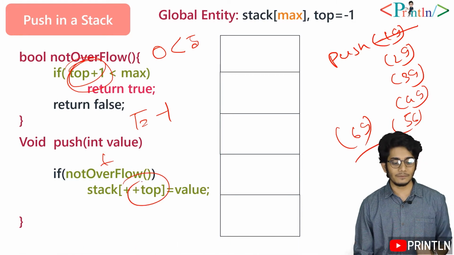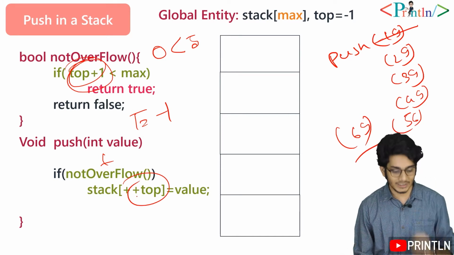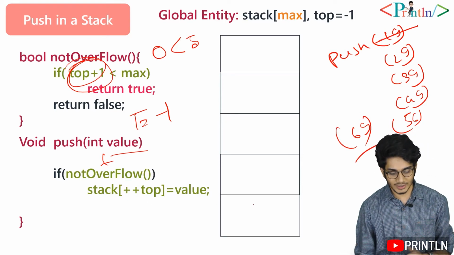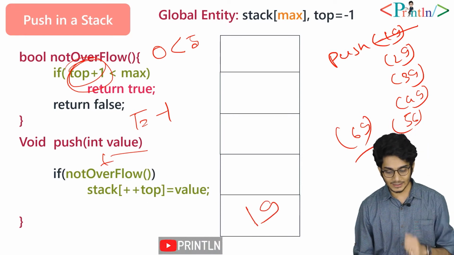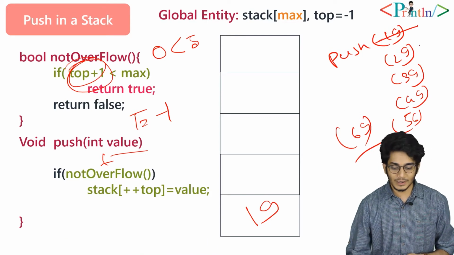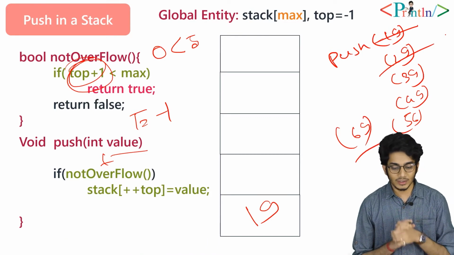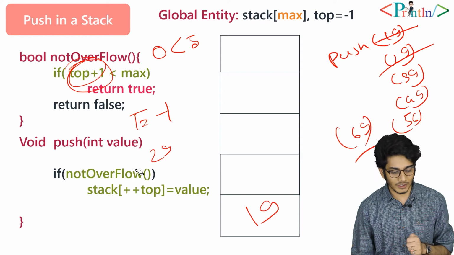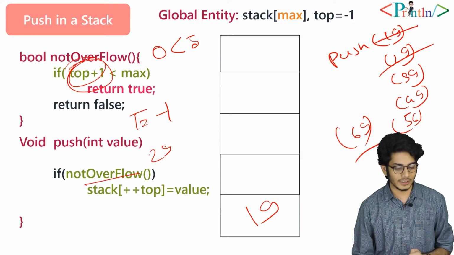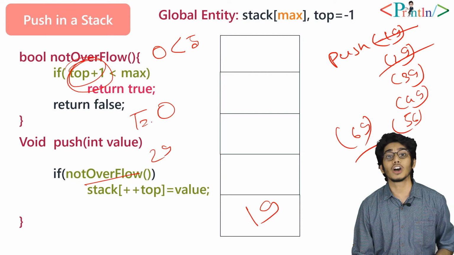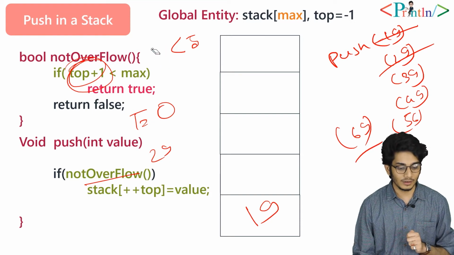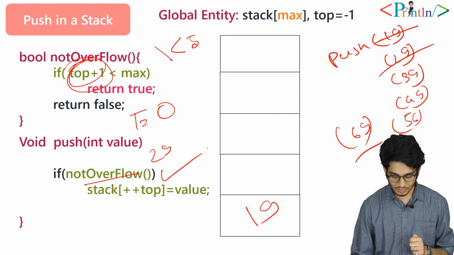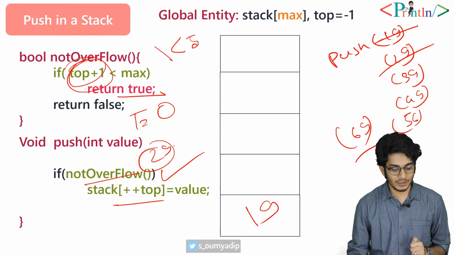We'll increment the value of the top and we'll push the value. What have we passed here? We have passed 19, so we'll push 19. Now we'll again call this with 29. 29 will come here. It will call the not overflow function. What is the value of the top? The value of the top is 0. So 0 plus 1 is 1. 1 is also less than 5, so we'll get true here. So we can insert 29 here.